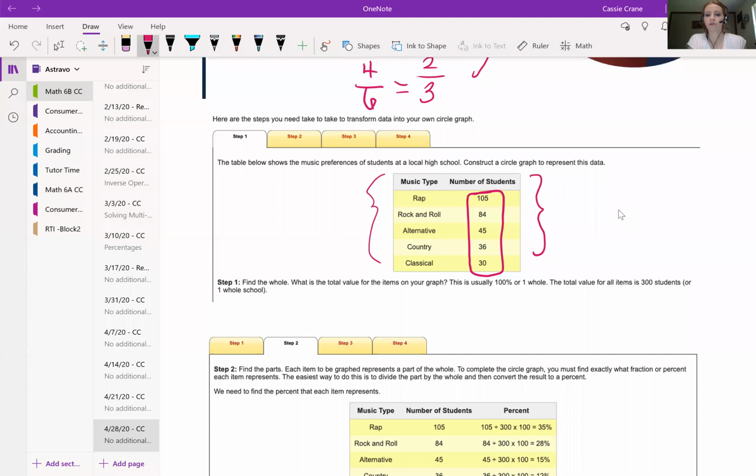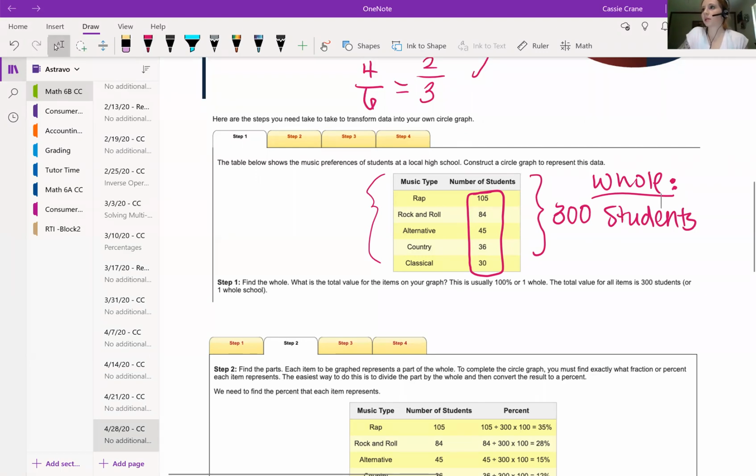So 105 plus 84 plus 45 plus 36 plus 30. So add all those together. So when we add them all together, our total is 300. So that's our whole, or our total. Okay, this is important because just like when we're working with percentages, we always want to do part over whole. So this is going to come in handy with our pie charts.